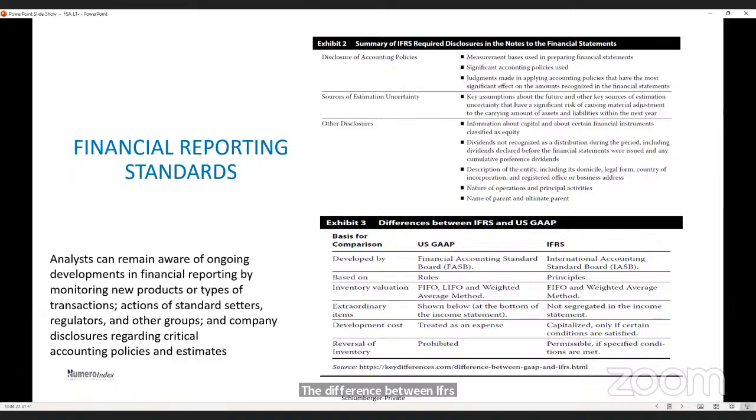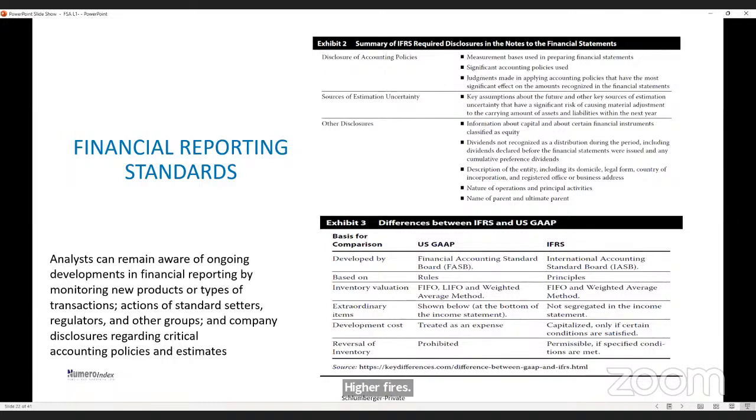US GAAP is mainly rules-based. IFRS is principles-based. Inventory valuation: US GAAP allows LIFO, FIFO, weighted average. IFRS allows FIFO, weighted average.